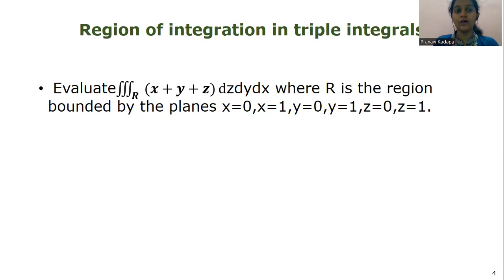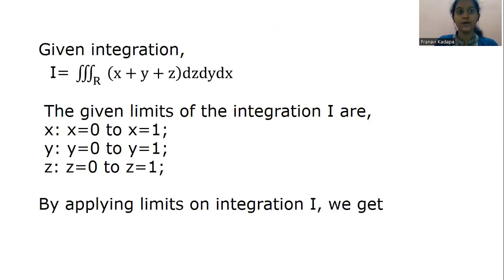Evaluate the triple integral over R of x plus y plus z dz dy dx, where R is the region bounded by the planes x equals 0, x equals 1, y equals 0, y equals 1, z equals 0, z equals 1. So this is the question they gave. The given integration is I equals triple integral over R of x plus y plus z dz dy dx. According to the question, the given limits are x equals 0 to 1, y equals 0 to 1, z equals 0 to 1.